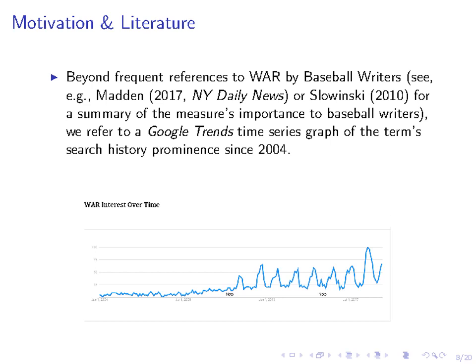Beyond frequent references to WAR by baseball writers, we can refer to a Google Trends time series graph of the term's search history prominence since 2004. And so we see that it has gained increasing prominence since then, but that the term's popularity is cyclical. We'll talk in the next slide a little bit about that cyclicality. But it's interesting that Jay Jaffe's original article came out on January 6th, 2004, and the Google Trends data repository starts on January 1st, 2004.